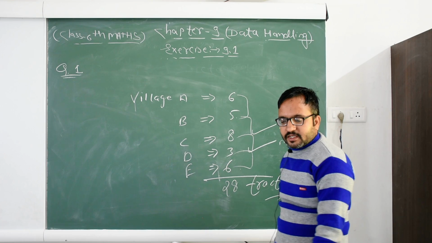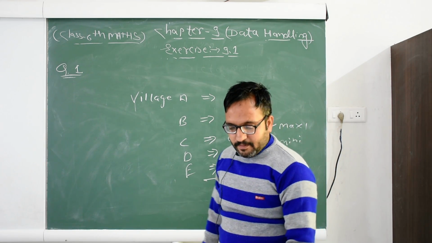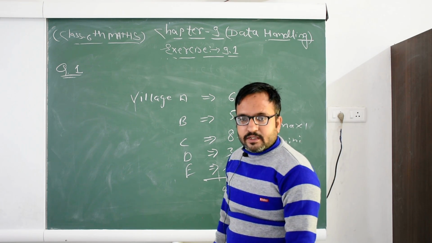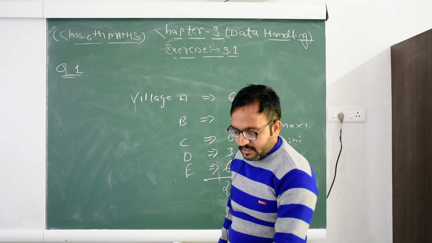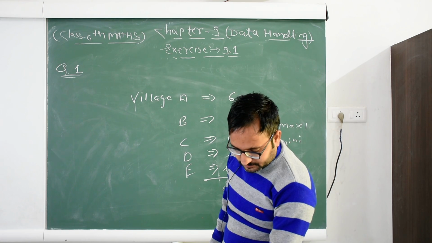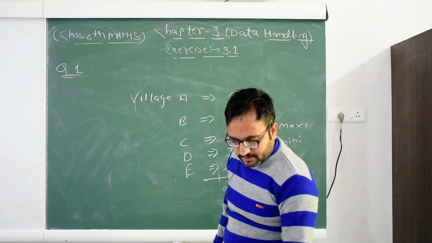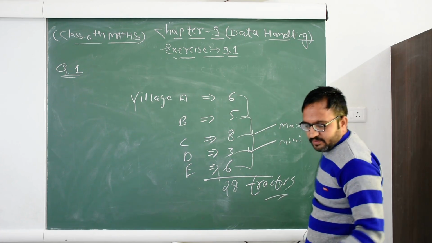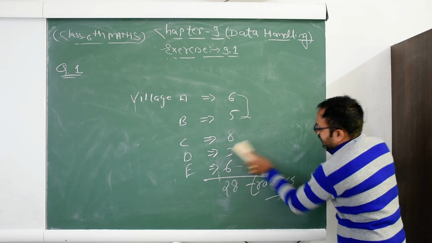In question 7 again we have a symbolic representation, that means pictograph, and different types of questions are given. So now drawing a pictograph. Exercise 9.2. Now we discuss exercise 9.2.